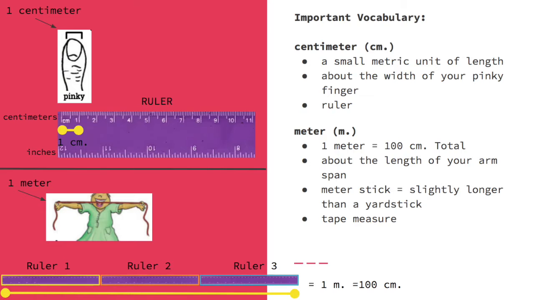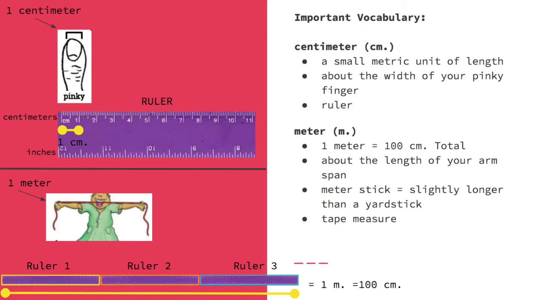Looking closely at that image, what do you notice, by the way, about the difference between centimeters and inches? If you observed that centimeters are about half the size of an inch, you're totally right. That means centimeters are a smaller unit than the inch.